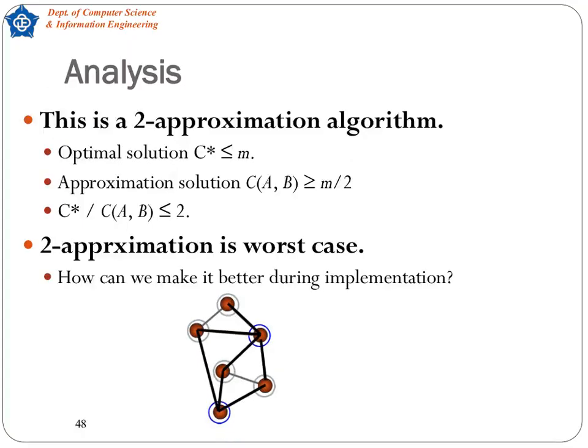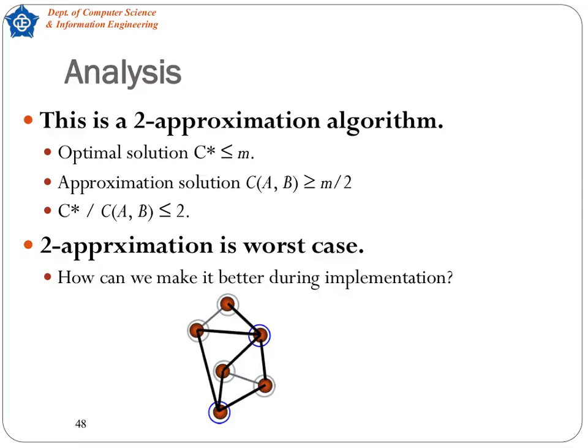Building on our previous analysis, where we concluded that our approximation solution C(A, B) is always greater than or equal to M divided by 2 upon termination, this slide now shifts our focus to understanding what a two-approximation algorithm truly means in this context. So, what exactly defines a two-approximation algorithm? Essentially, we're comparing our approximate solution to an optimal one. The optimal solution, C star, will always be less than or equal to M, the total number of edges. And as we just established, our approximation solution, C(A, B), is guaranteed to be greater than or equal to M divided by 2.